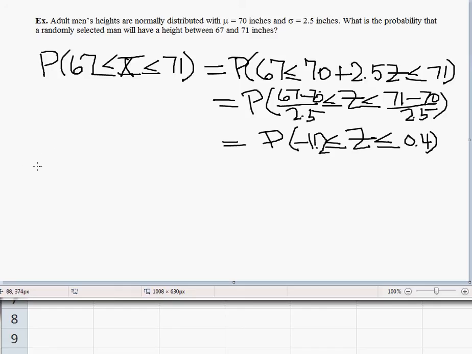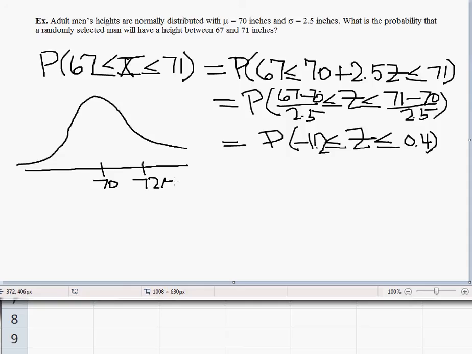Okay, so in essence we now need to find the area under the normal curve. So what we've done is we have a bell curve. The mean is at 70. The size of the standard deviation is 2.5, so I'll put 72.5 over here and 67.5 over here. So those are the values in terms of x. And what I have done is to change the units from inches to standard units. So that's 0 in standard units, that's 1 in standard units, and that's negative 1 in standard units.